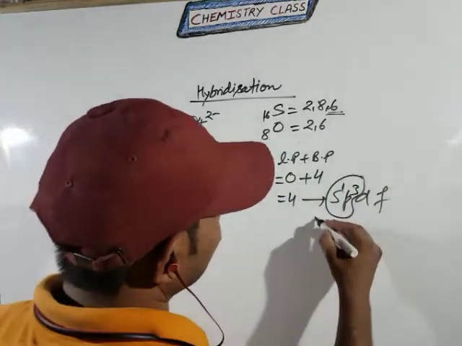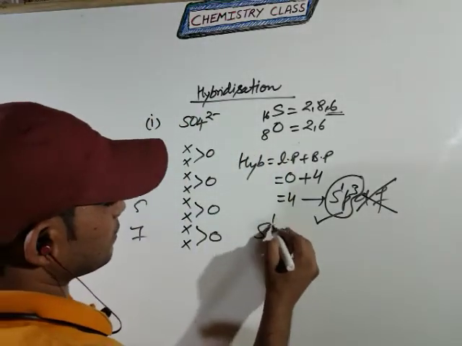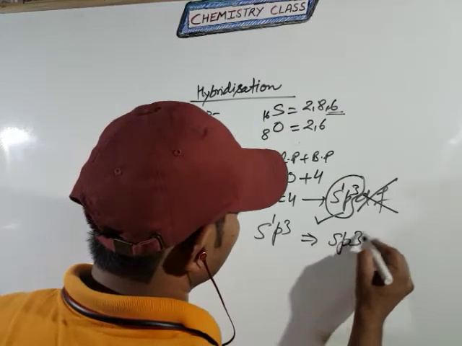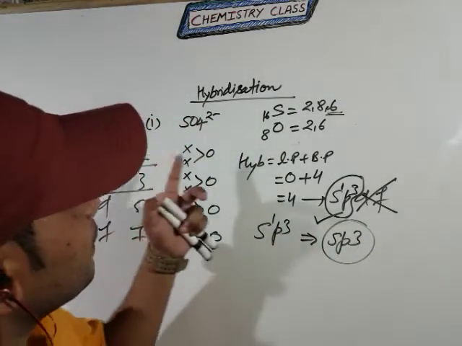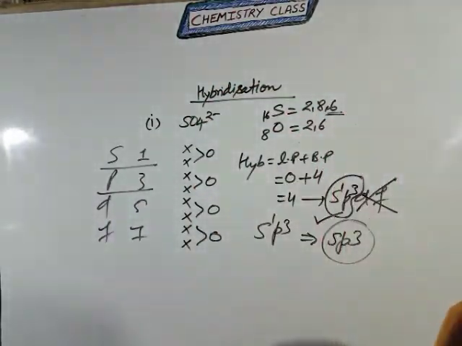So that's why the answer is this one, not this part. In this case S1 P3, so the answer is sp3. So students, you can easily calculate the hybridization of SO4 2 negative without any structure. Now come to the next example.